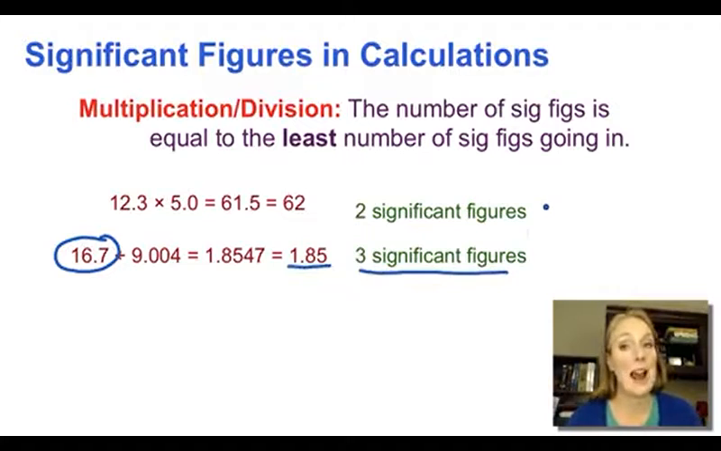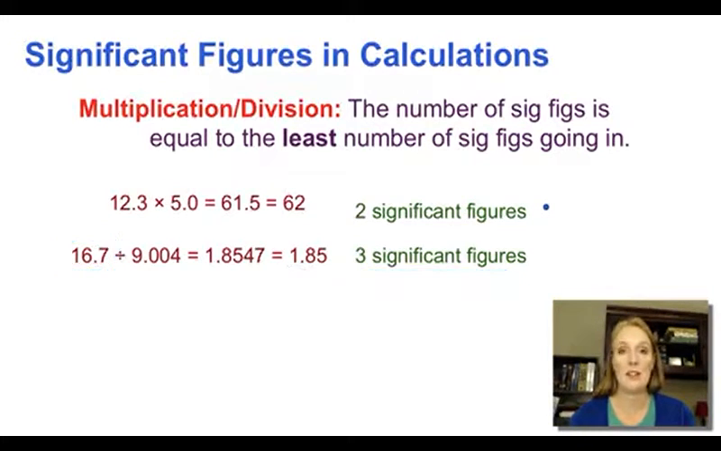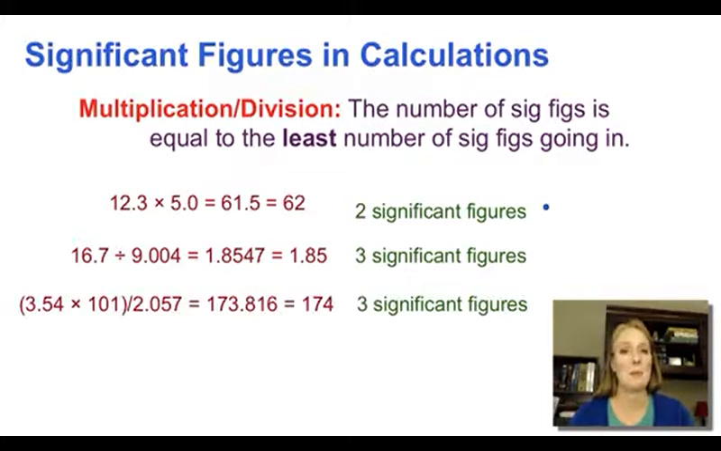It doesn't matter how many quantities you're using. If you're only doing multiplication and division, you just look for the quantity going in that has the least number of significant figures, and that's the number of significant figures in the answer. It's quite a bit simpler than the addition and subtraction case.